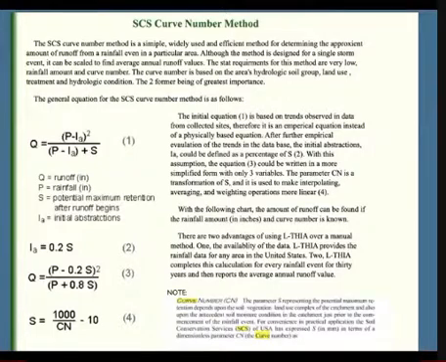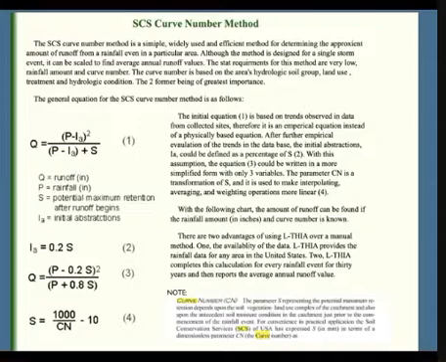Okay, next, last part. SCS curve number. Please read.